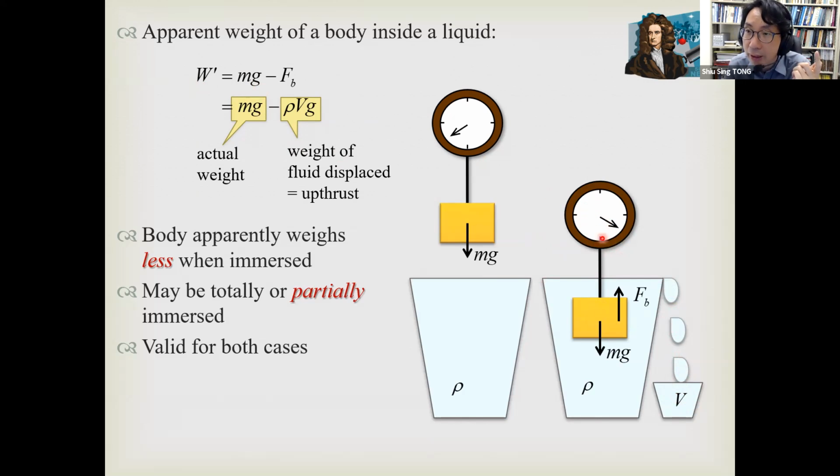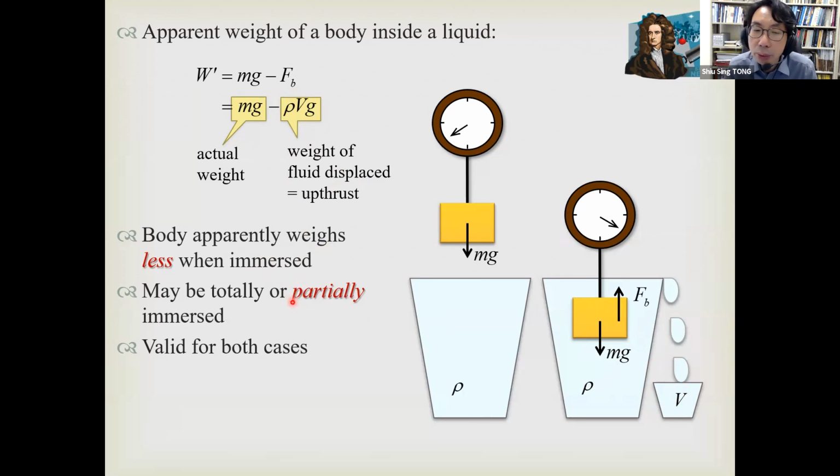Okay, so when I have the object immersed in water, the weight measured by the balance, the apparent weight, will be equal to mg, the downward force, minus the upward force due to the liquid. Because the liquid exerts an upward force on the body, and that makes the body weigh less. So it's equal to mg minus Fb. But Fb is equal to the density of the fluid multiplied by the volume displaced, and in this case is equal to the volume of the object, multiplied by g. Okay, so that is the upward force. So the body apparently weighs less when immersed.